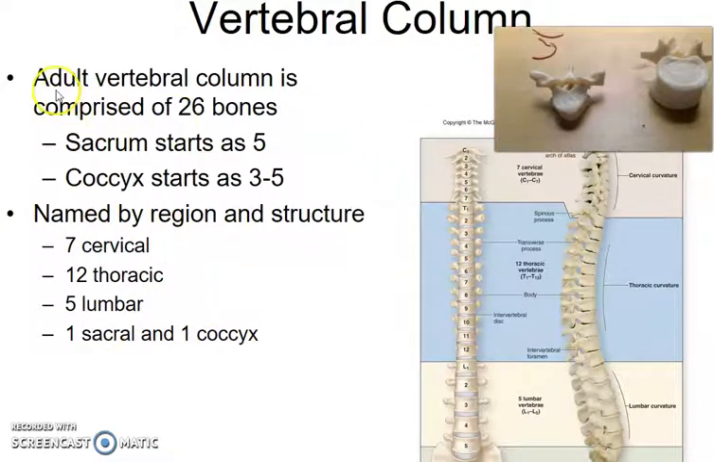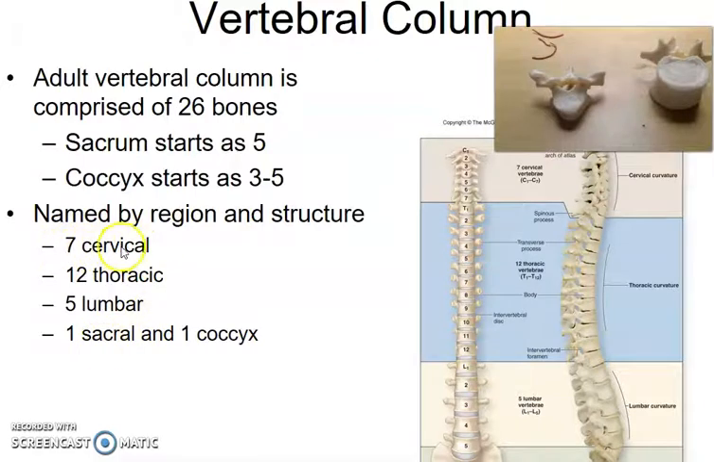So, the adult vertebral column is 26 bones. The sacrum starts out existence as 5. In most people, it fuses. The coccyx, this is the fun one. This is why I'm not big on bone numbers. It starts out as anywhere from 3 to 5 bones, and it generally fuses as well. Now, the rest of them are named for where they are. Actually, the sacrum is too.